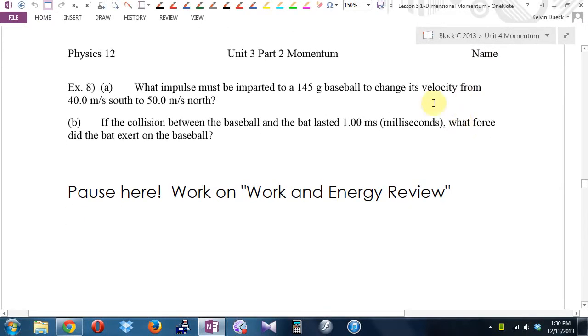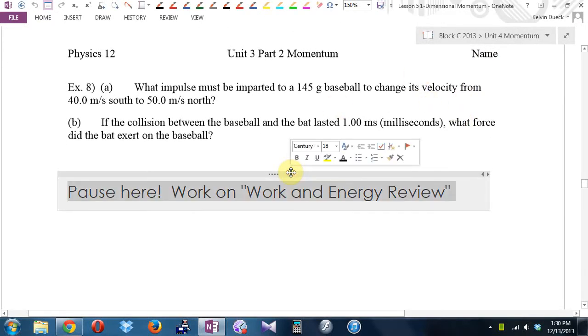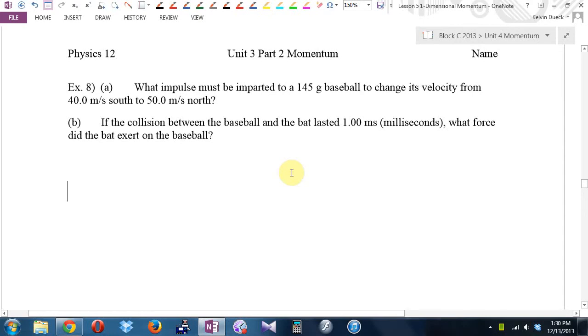So example 8. We paused here from last day. It says, what impulse... Oh, I think I'm going to start, this is not a conservation of momentum, sum of all momentum initial equals sum of all momentum final. It's going to be an impulse question. What impulse must be imparted to a 145-gram baseball to change its velocity from 40 meters per second south to 50 meters per second north? Okay.